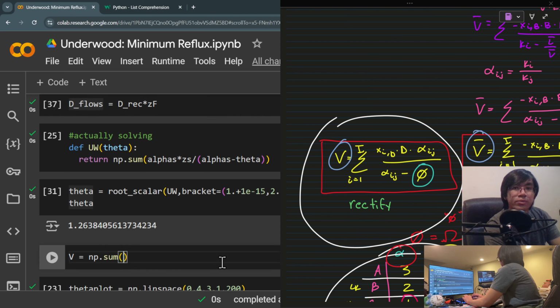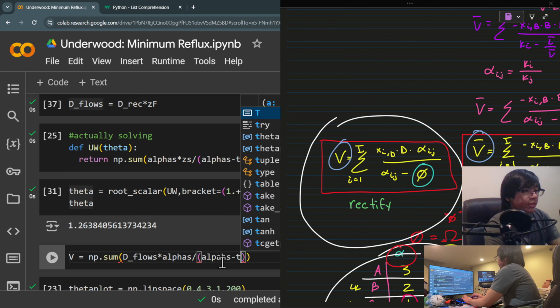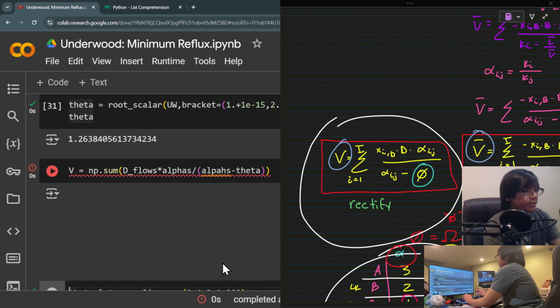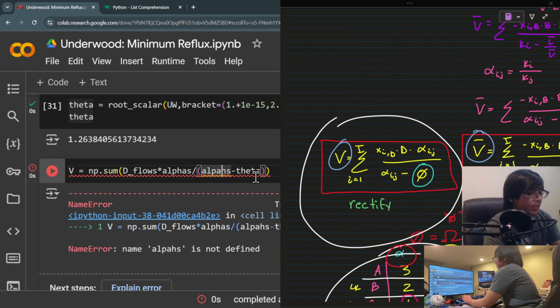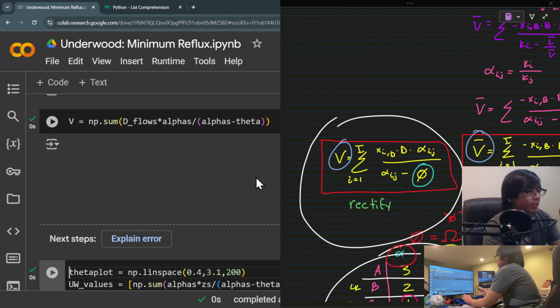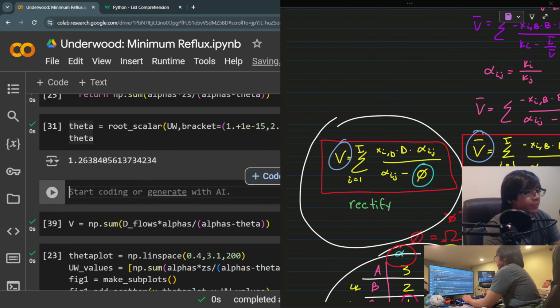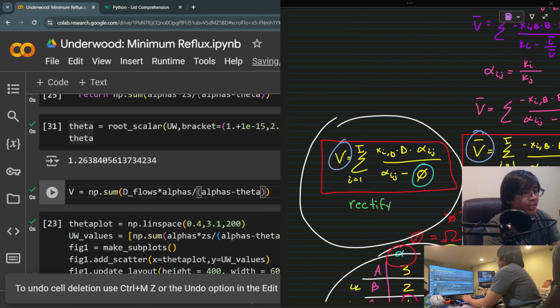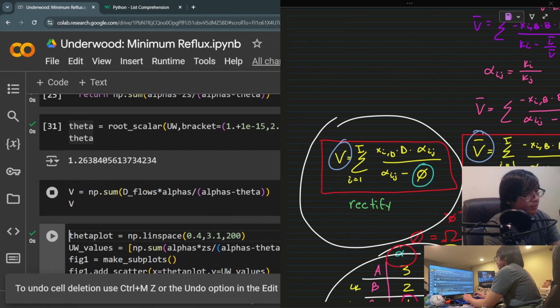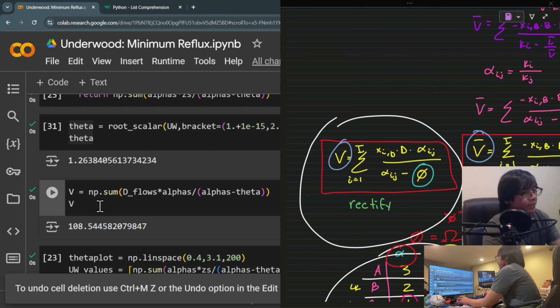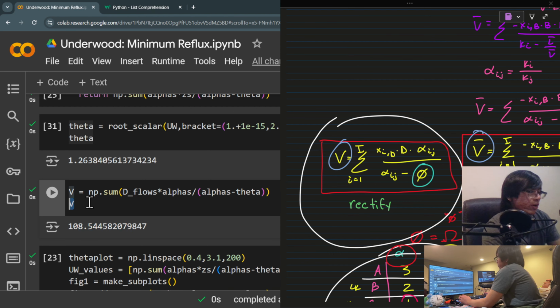So D flows times, we have our alphas divided by parentheses, alphas minus theta. Let's see what that looks like. This should be like 100 something, just based on my amazing memorization. Oh yeah, there we go, 108. We're almost there. So now we have our vapor of our rectifying section corresponding to a minimum reflux.